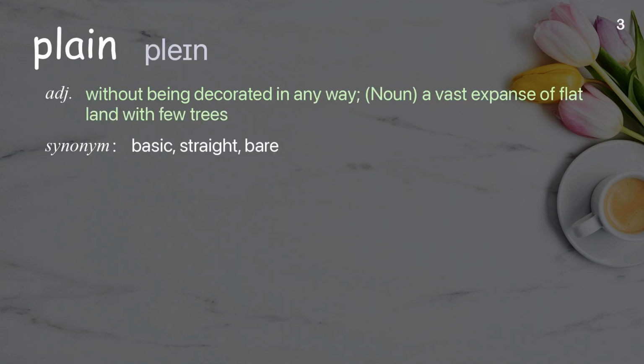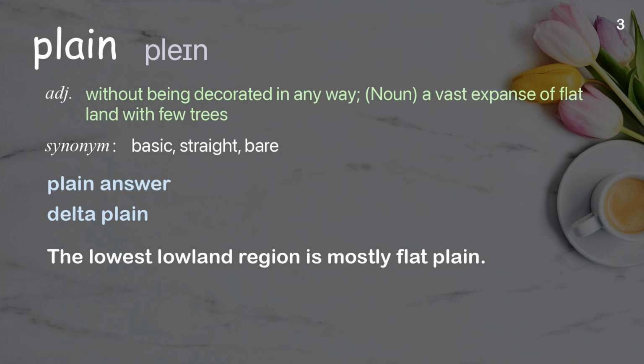Plain. Without being decorated in any way; noun, a vast expanse of flat land with few trees. Examples: Plain answer. Delta plain. The lowest lowland region is mostly flat plain.